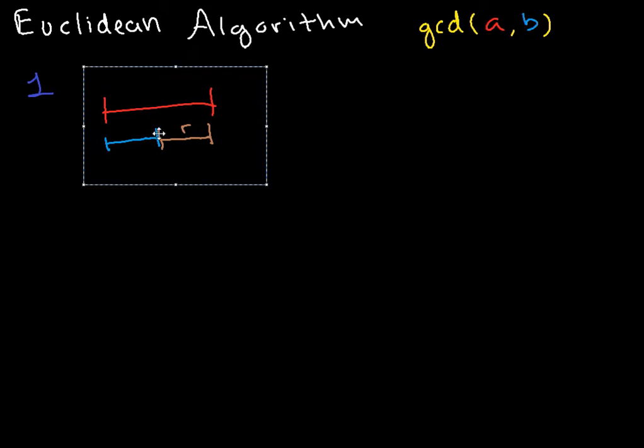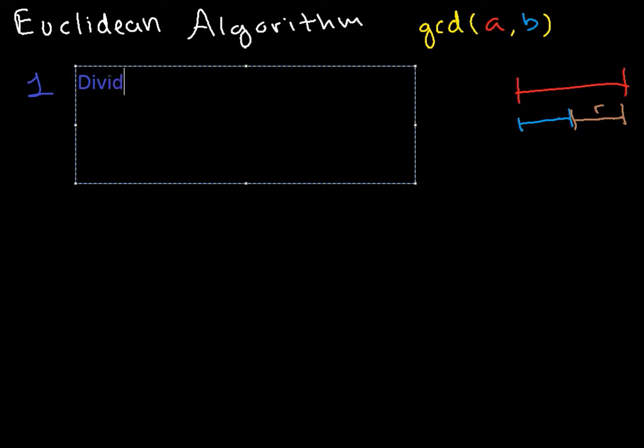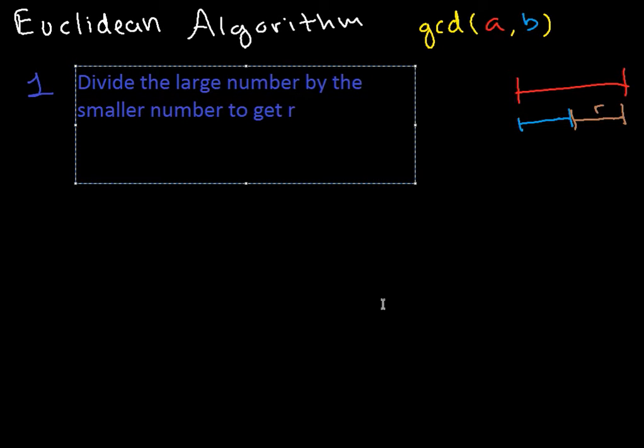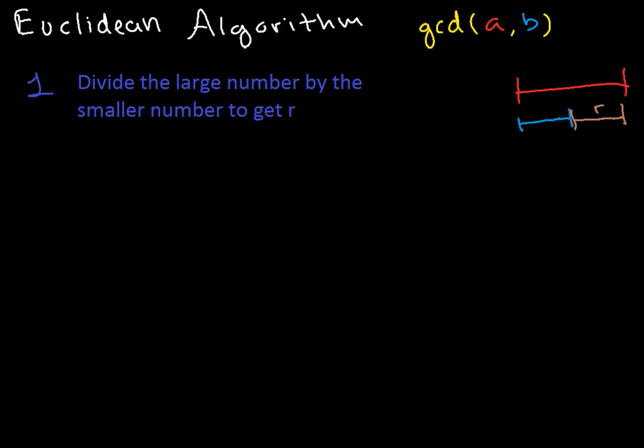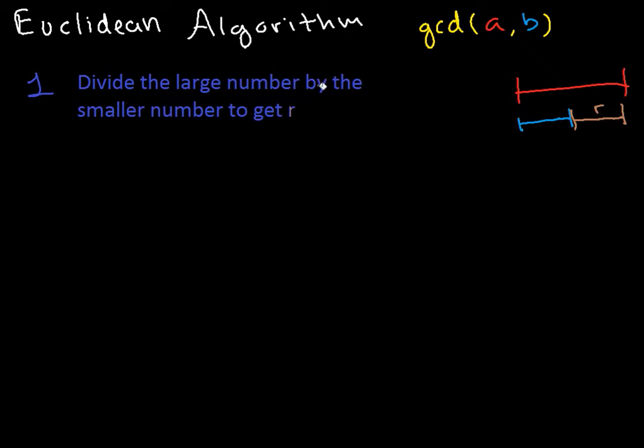So I'll move that over here and then I'll write this out step by step. There are 3 steps. The first one is divide the large number by the smaller number to get R. Divide the large number by the smaller number to get R, and R is the remainder.